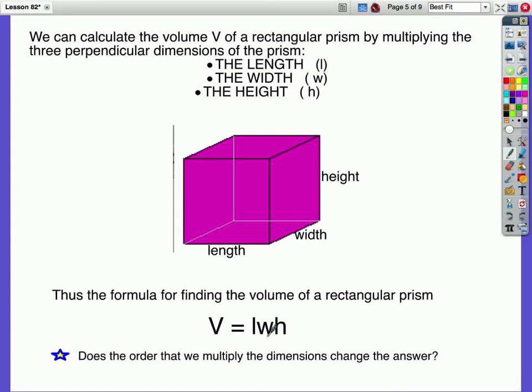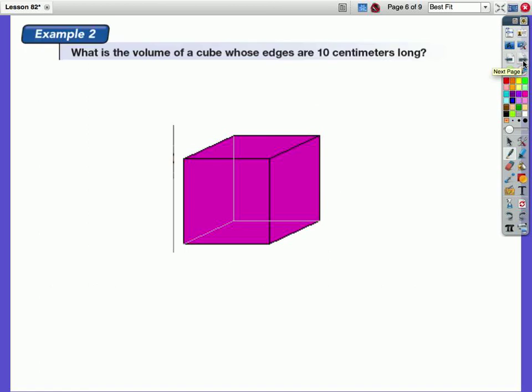Does the order that we multiply the dimensions change the answer? So if we did length times height and then times width, is that going to change our answer? No, because we're multiplying, it doesn't matter what order we multiply it in. Right? Just remember, when we multiply and try to find volume, we do length times width times height. Our answer is always going to be cubed. Okay, remember, area was squared, volume is always cubed.